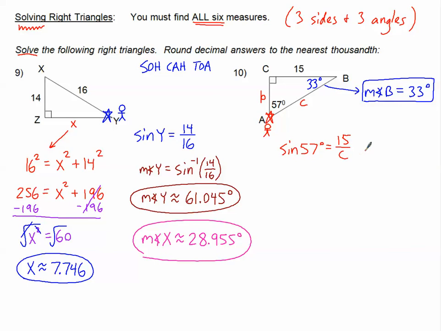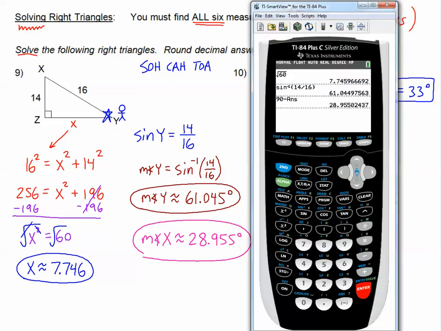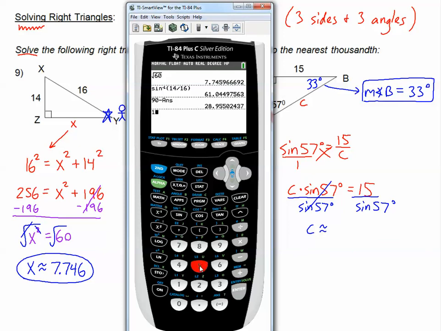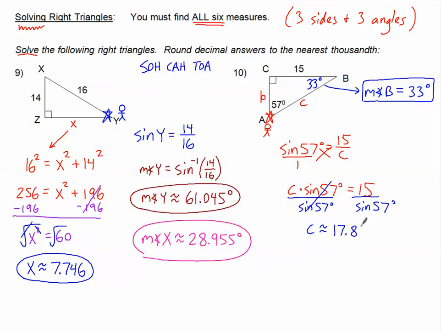And there's my equation. I'm going to put this side over 1, and I'm going to cross multiply. This diagonal, this numerator, times this denominator, C times the sine of 57 degrees, will be equal to the other diagonal product, 1 times 15. Let's divide that sine of 57 degrees away. And I'll have C is approximately, well, whatever that says in the calculator, 15 divided by the sine of 57 degrees. And this side length is 17.885. It's a side length. It is not an angle. Do not put degrees.